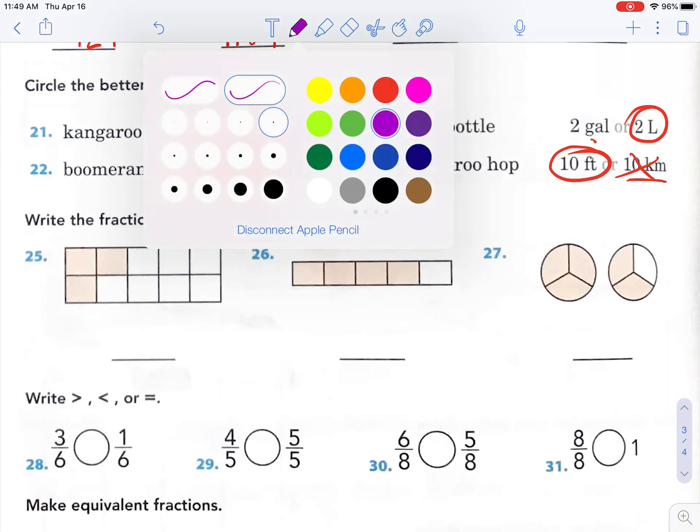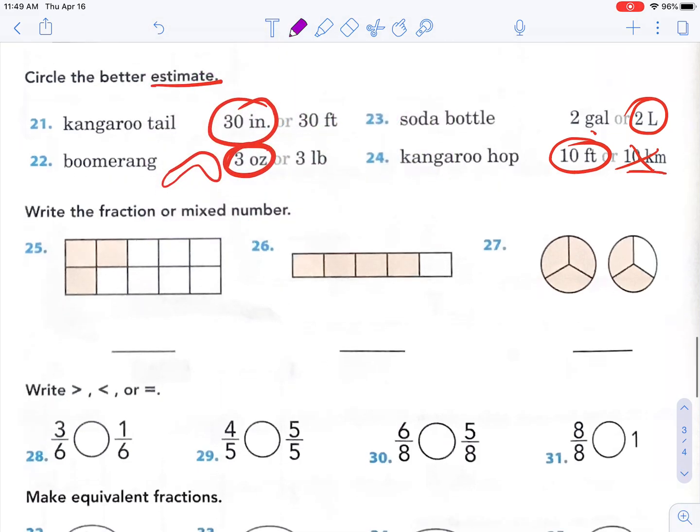Okay, next section. Here we go. Write the fraction or mixed numbers. This is a review from the chapter we just did. So remember, for our fraction, the numerator's the part, the denominator's the whole, and fractions are parts of the whole. So the numerator's the part. How many do we have? 1, 2, 3. There's 3. And how many in the whole? Well, 3. Let's keep going. 4, 5, 6, 7, 8, 9, 10. So 3 out of 10, 3/10. That's our fraction. Awesome. Next one.